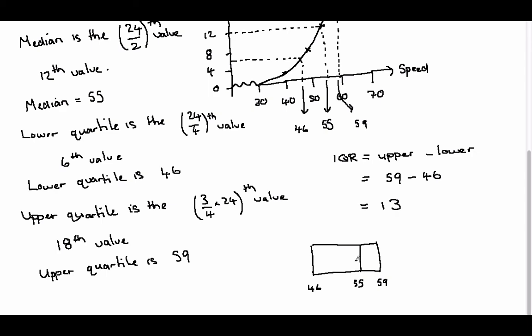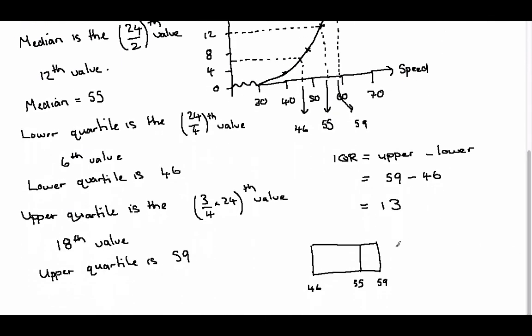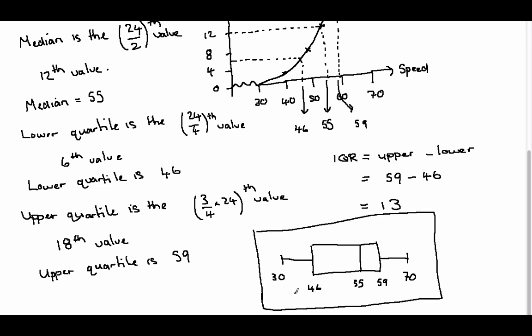And then the whiskers are made up by the maximum and minimum value. As it goes between 60 and 70, we can only say that 70 is the possible maximum value. And in the 30 to 40 group, we can see that 30 is a possible minimum value. So we go across to 70, and then we go down to 30. So this is our box and whisker plot.